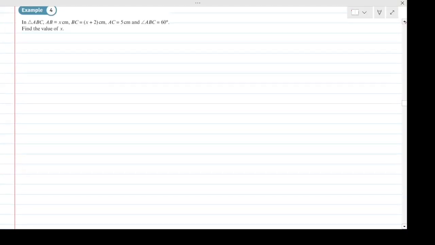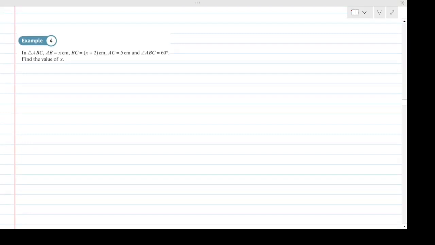Let's have a look at this example. We are told in triangle ABC. By the way, this notation seems a bit weird, just drawing shapes, but this literally means triangle ABC. Don't be thrown off by that. In triangle ABC, AB is x, BC is x plus 2, and AC is 5, and angle ABC is 60. Find the value of x.